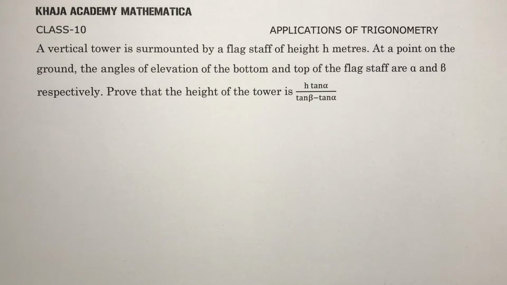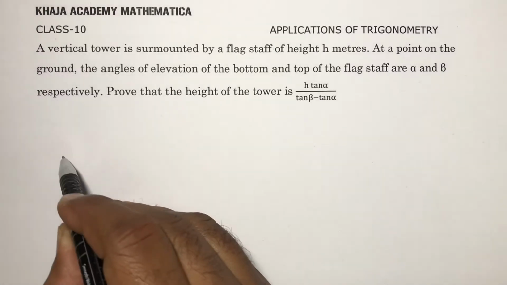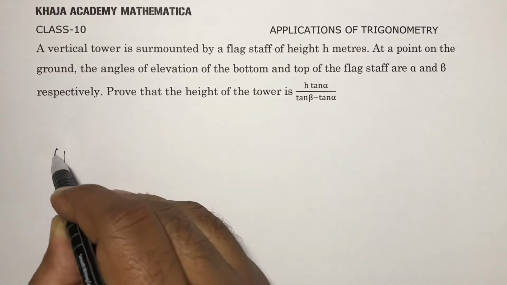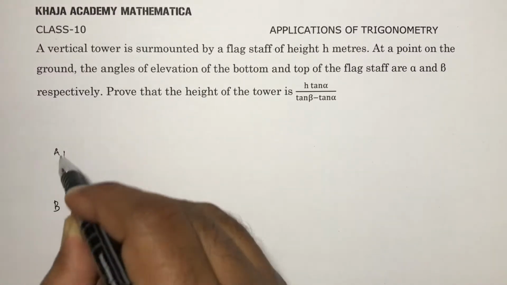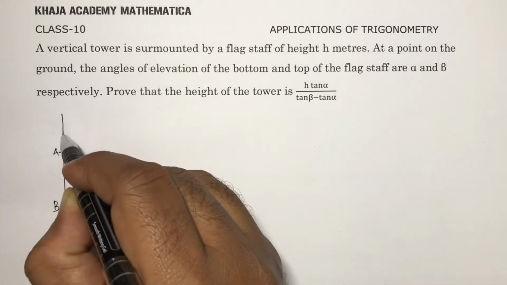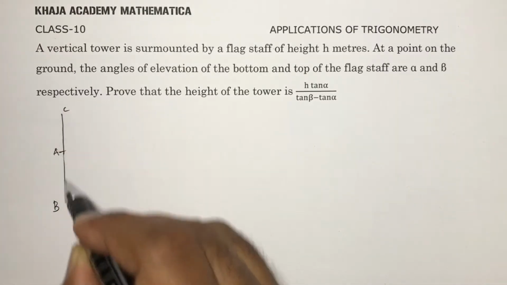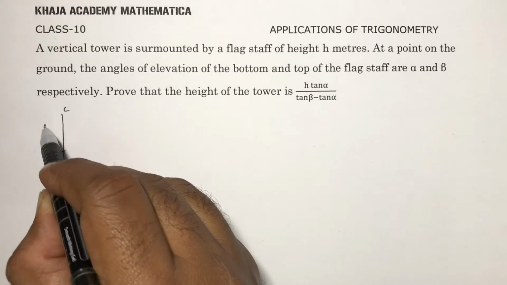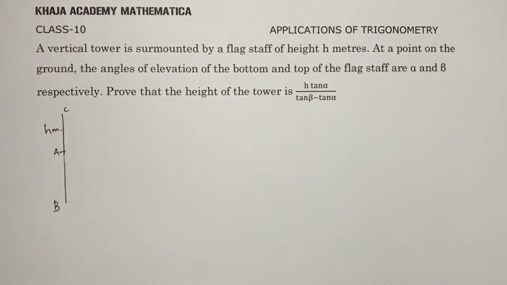A vertical tower is surmounted by a flagstaff of height h meters. See, there is a vertical tower AB. It is surmounted by a flagstaff AC, whose height is h meters.